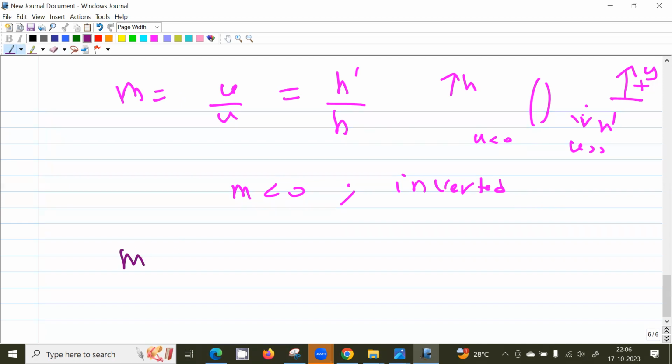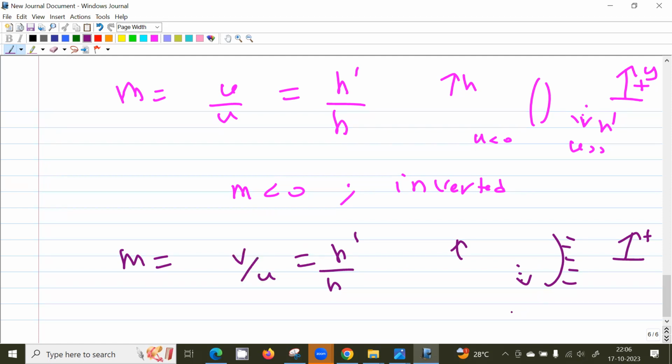In the case of a mirror, it's always h prime by h. If we take a concave mirror and have an object like this, the image will be real and inverted. Since it's inverted, the magnification should be negative, with the same convention that y-axis is positive. h prime is negative, and h is positive. I don't have to put any sign here. But magnification is again v by u here, and both v and u are negative. So it will be positive. To get the negative sign for an inverted image, I have to introduce a negative sign here.